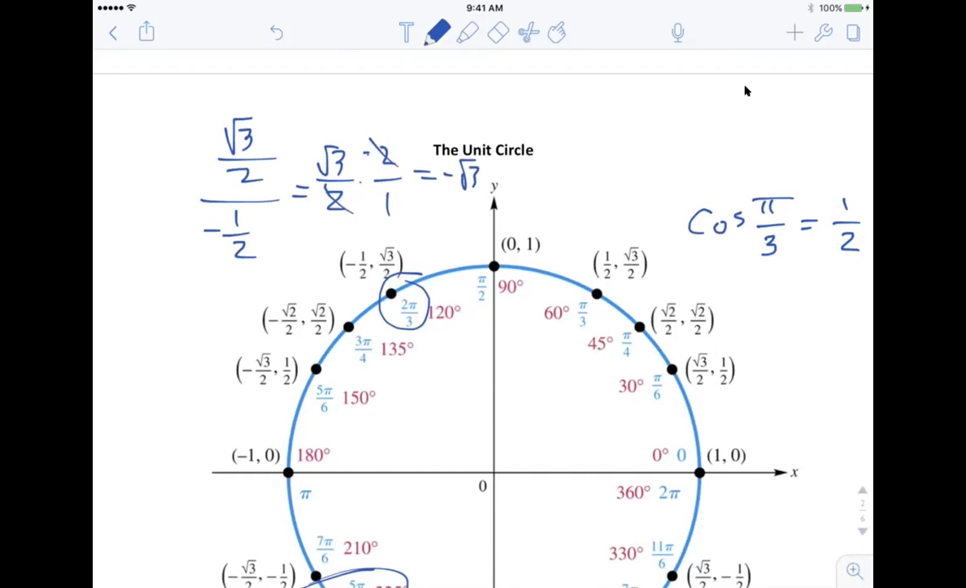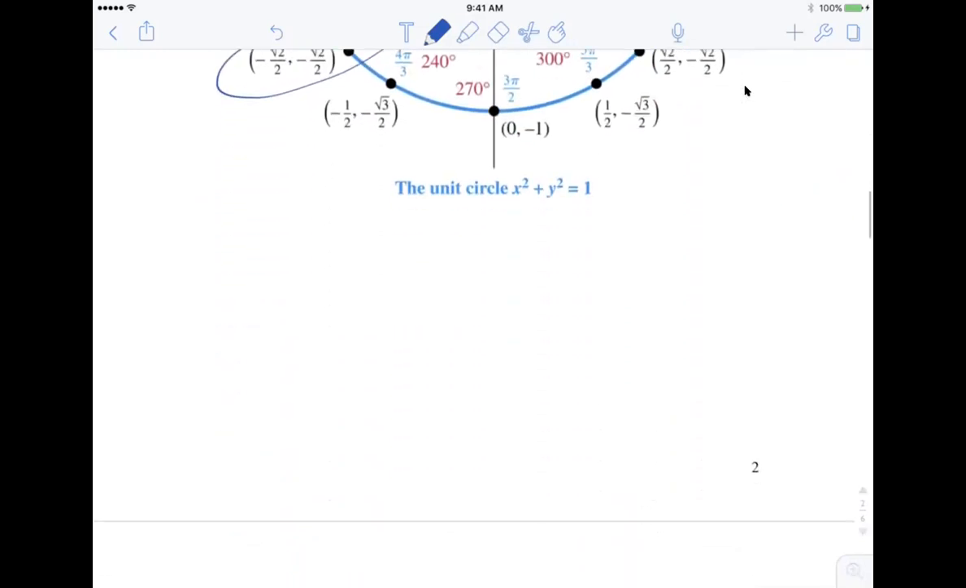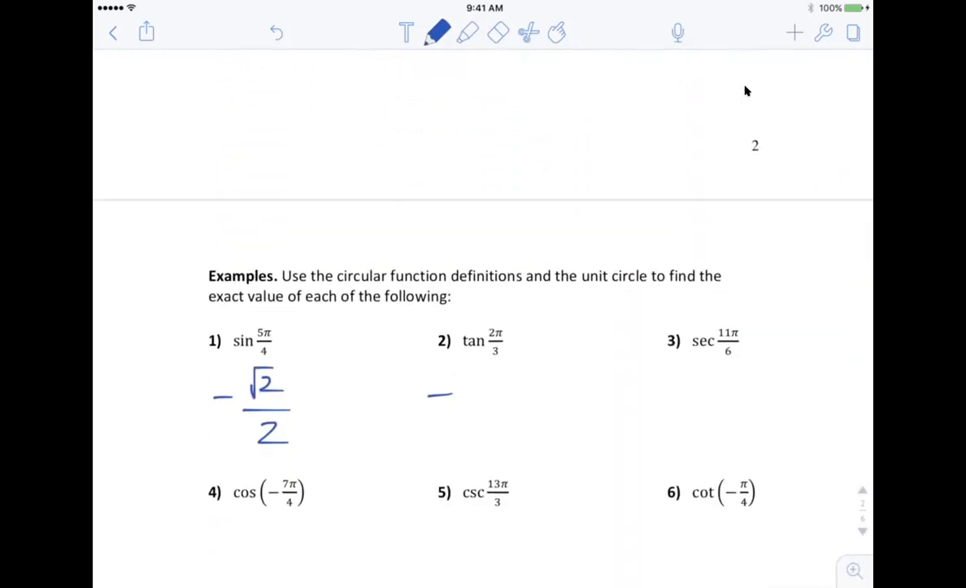So when you're doing tangent, then you can really just ignore the denominators, right? Because they're going to cancel anyway, and just do the ratio of the top values. Root 3 over negative 1 is negative root 3, right? So that's that answer, okay?